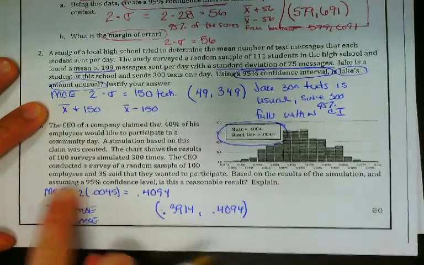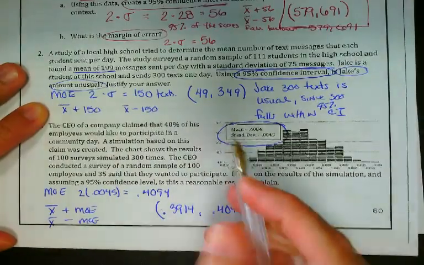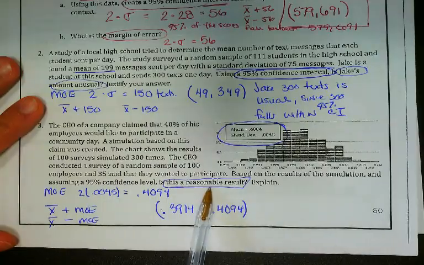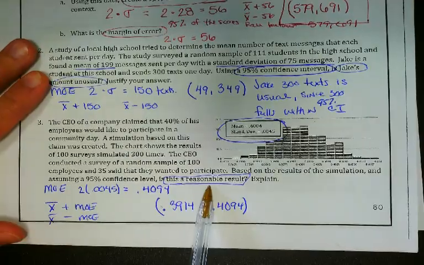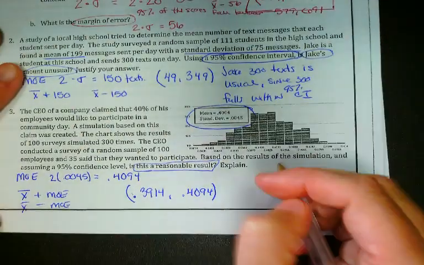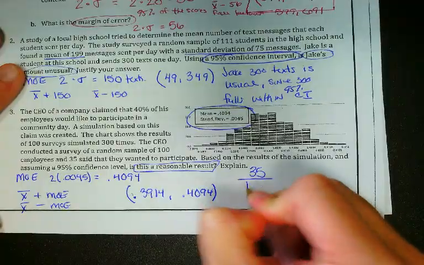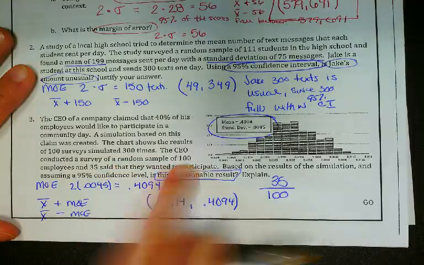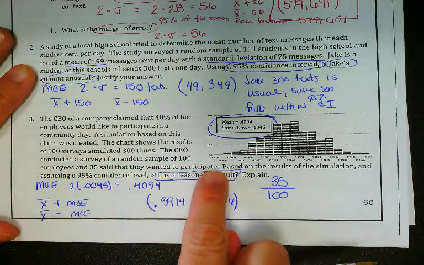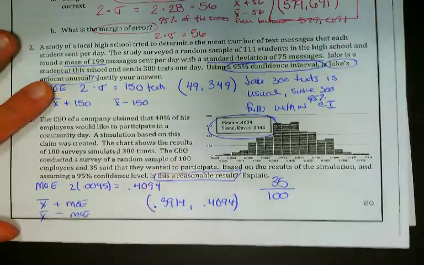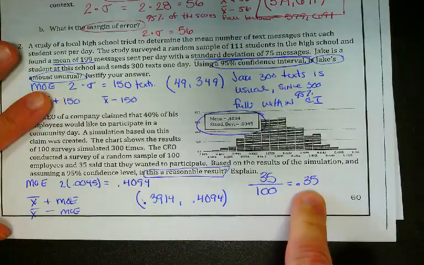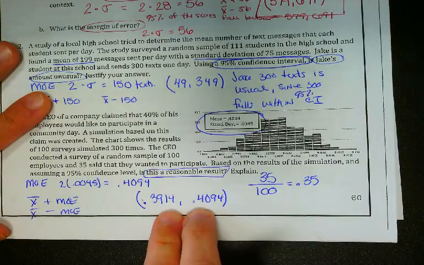Based on the results of the simulation and your 95% confidence interval, is this a reasonable result? So what was the result that they're asking us to talk about? 35 out of 100. Okay, so you have to read and interpret the question. It says the CEO conducted a survey of a random sample of 100 employees, and 35 said they wanted to participate. So that is the result, 35 out of 100, which is 0.35. So what would I say about that result compared to my confidence interval?